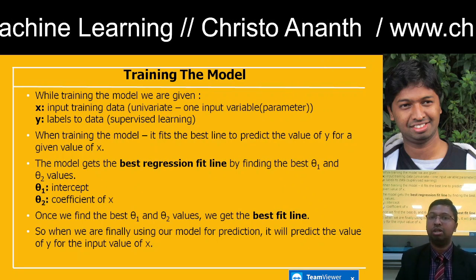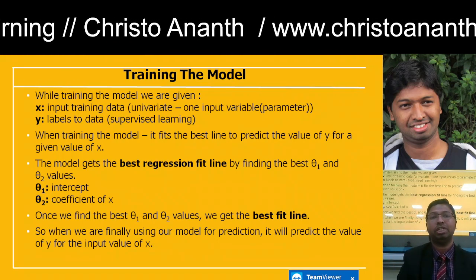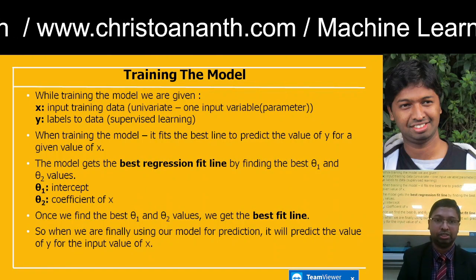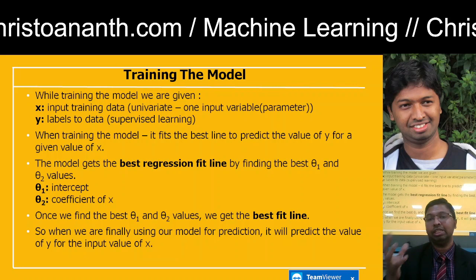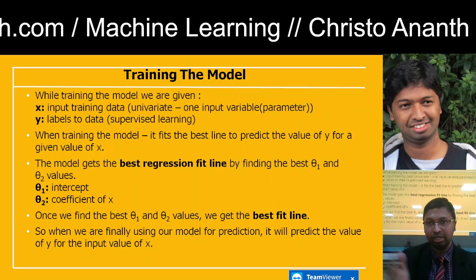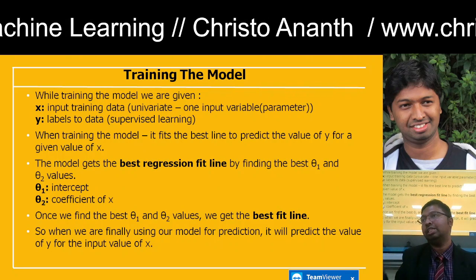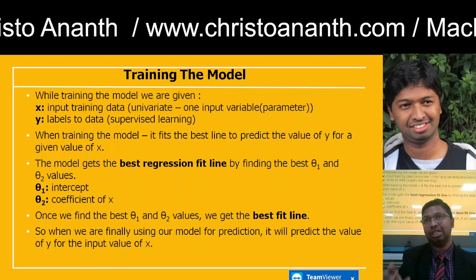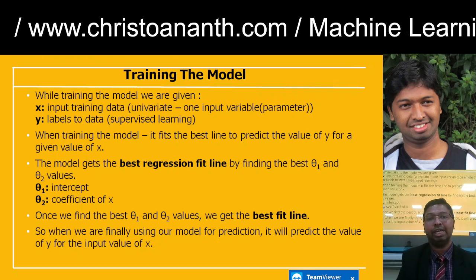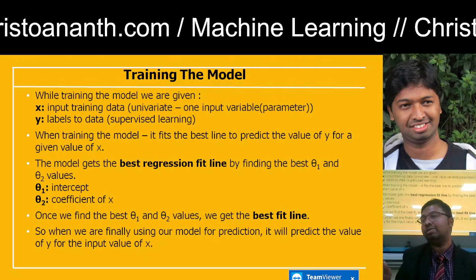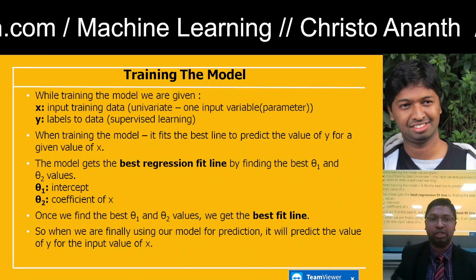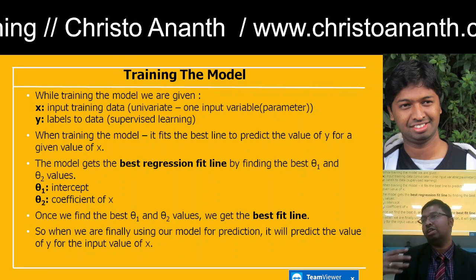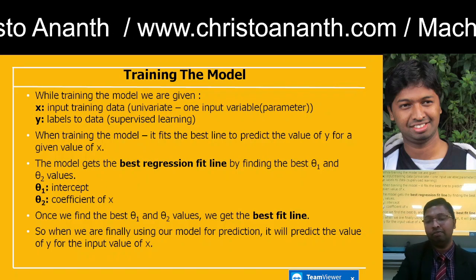When you train the model, it fits the best line to predict the value of y based on the value of x. The model gets the best regression fit line by finding theta 1 and theta 2. Theta 1 is the intercept and theta 2 is the coefficient of the x value. When you find theta 1 and theta 2, we will find the best fit line. Finally, you can use the model to predict the value of y based on the value of x.